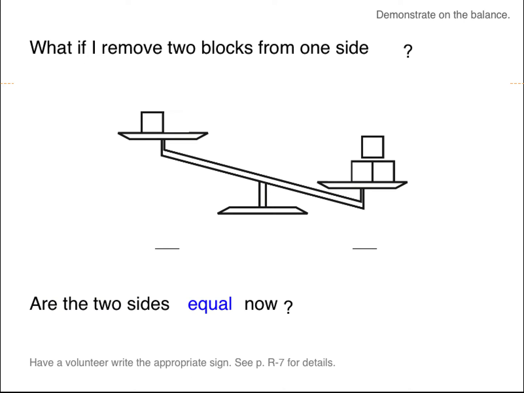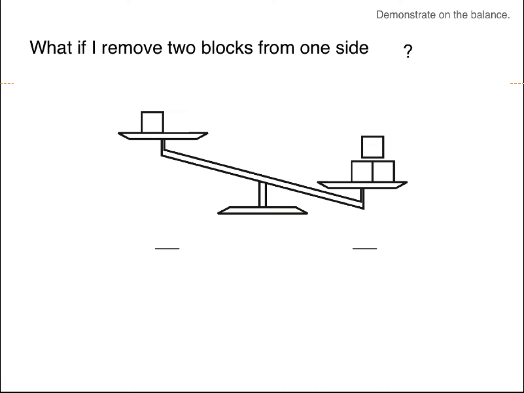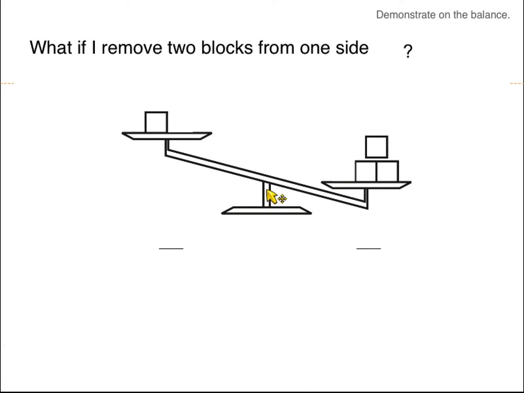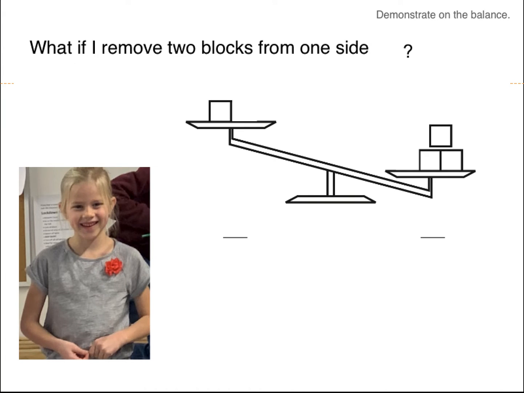But how about if I take 2 off of that side? Are they equal now? Let's ask. Who could we ask? Joelle. How many on this side? 1. How many on this side? Is 1 the same as 3? Are they equal? Does that look equal to you? No. So we're going to put a line through it, kind of like when you see the no smoking signs. No, not equal. 1 is not the same as 3. Thanks, Joelle.